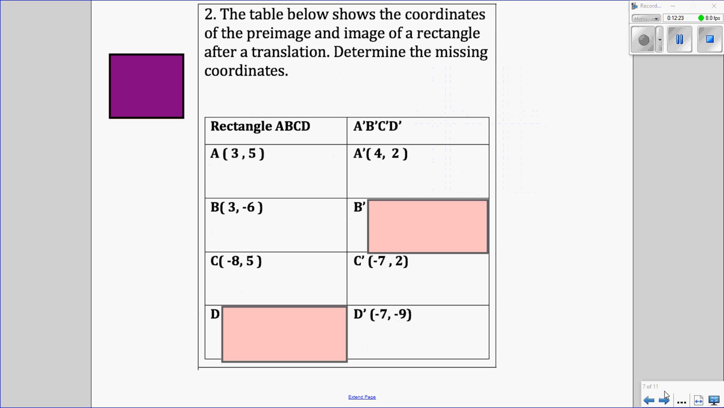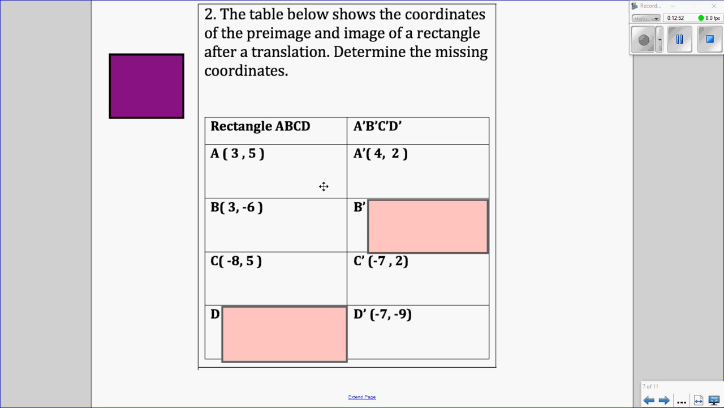Okay, the next one. So now we don't have a graph, but we have to use the rules of translation to figure out what the points would be, whether it's a pre-image or image. The table below shows the coordinates of the pre-image and image of a rectangle after translation. Determine the missing coordinates. We have A and A prime, C and C prime that are already done for us.